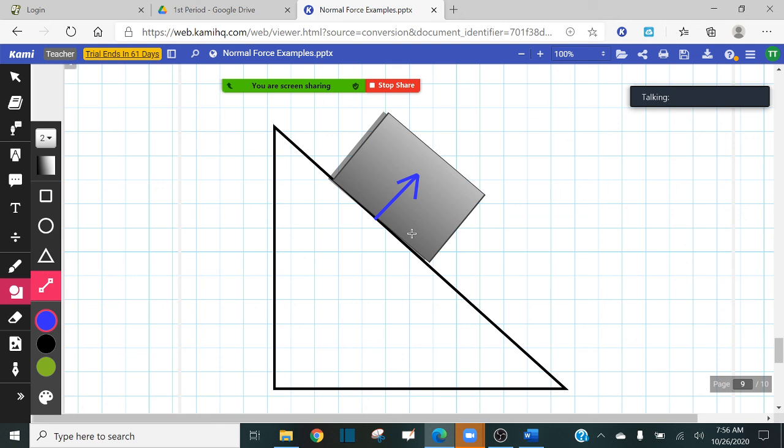Okay, and my lights just went out. Okay, let me turn them on.